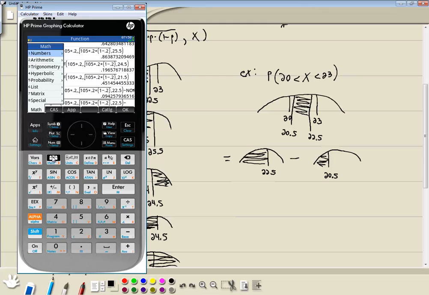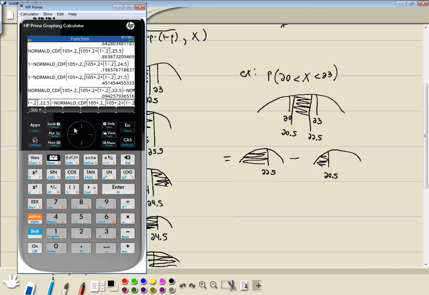So do my toolbox, choose 5 for probability, choose 6 for cumulative, and choose 1 for normal. And then I'll put n times p, so I got 105 times 0.2, comma, square root, so we do shift x squared, n, which is 105, times p, which is 0.2, times, and then my parentheses, 1 minus p. So 1 minus 0.2.